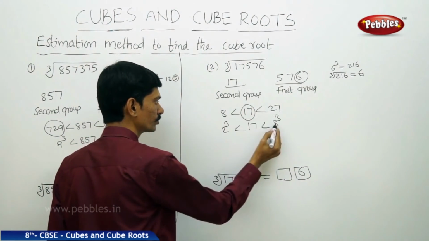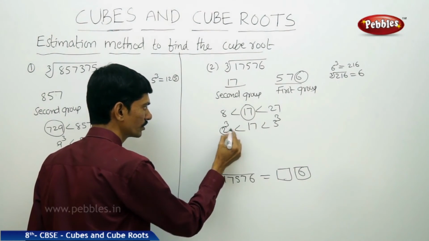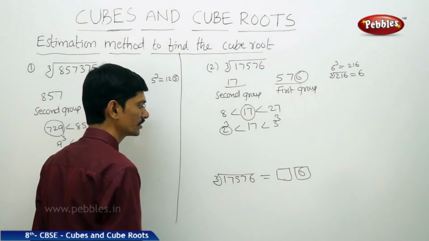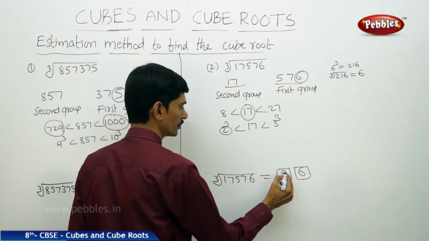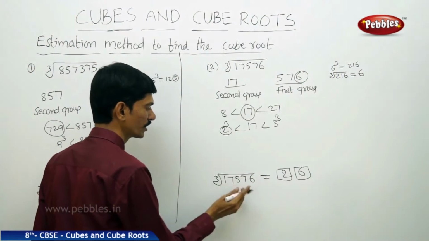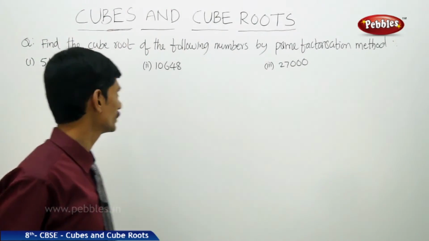Now, in these two, 2 and 3, which is smaller? We know that 2 is smaller. So that is the tens place of the required cube root, that is 2. Now the cube root of the given number is 26. Now you will solve the next question.